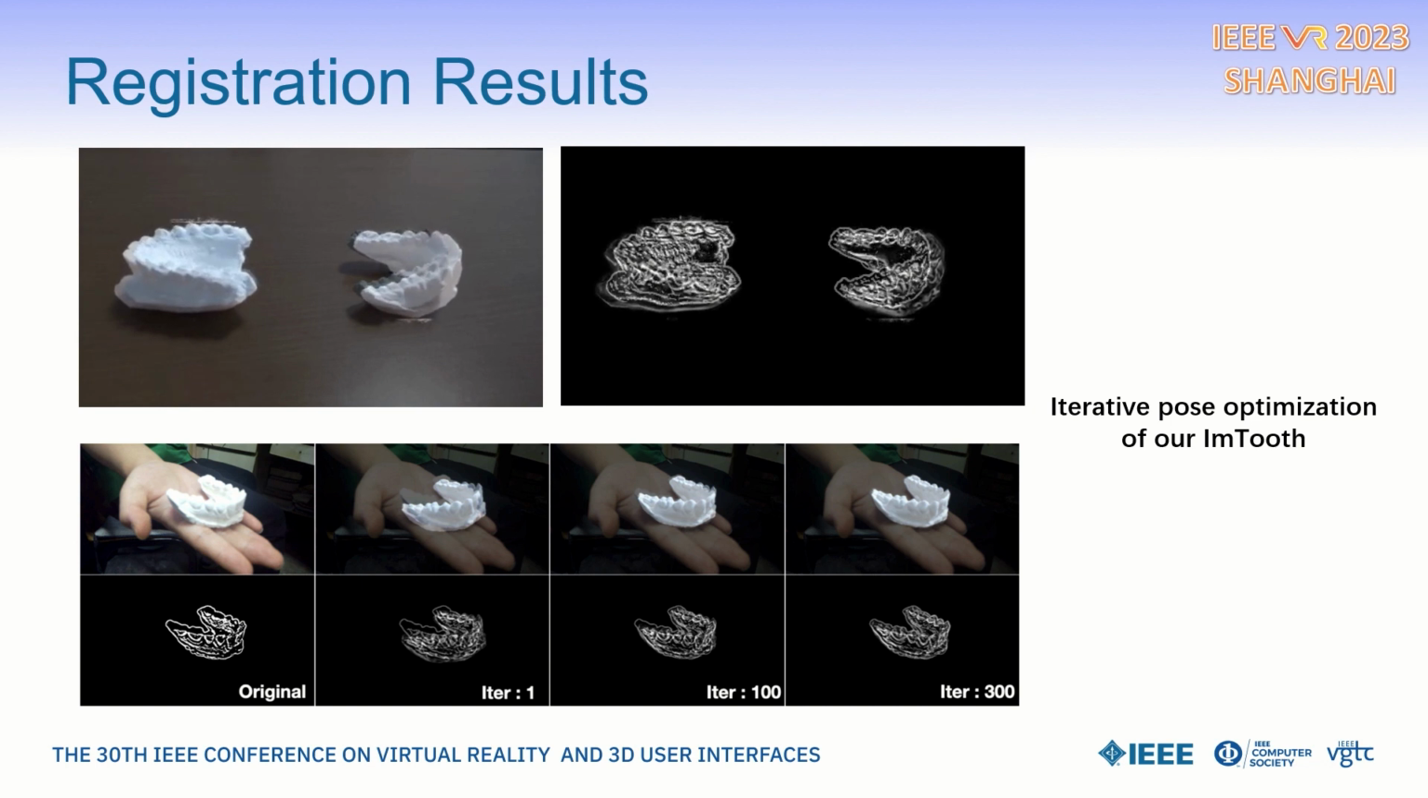We show some visual results of iterative pose optimization. We overlay the 3D model on the query image with the estimated pose of different iterations. With 300 iterations, we can obtain good registration results.